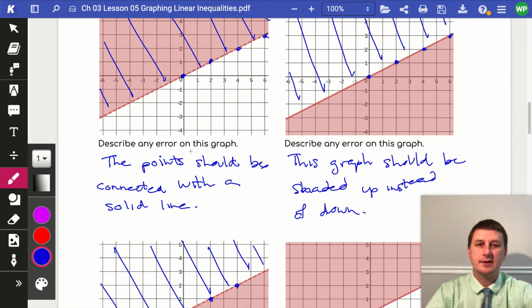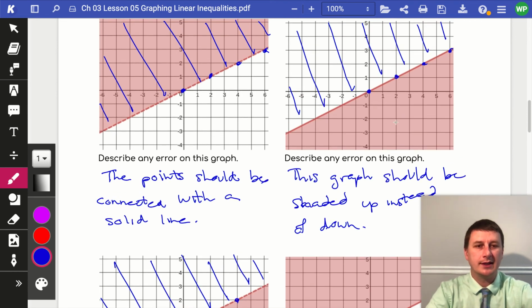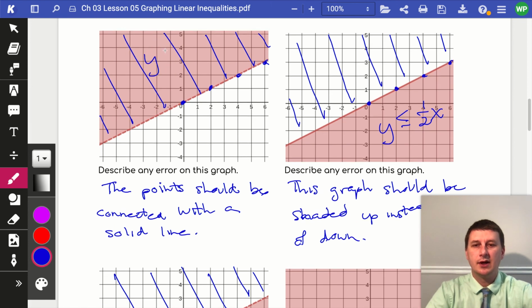Which means, let's go back and take a look at this one before we get to that last one. This is really y is less than or equal to 1/2 x, because it's solid and shaded down. And this one's really y is greater than 1/2 x, because it's dashed and shaded up.